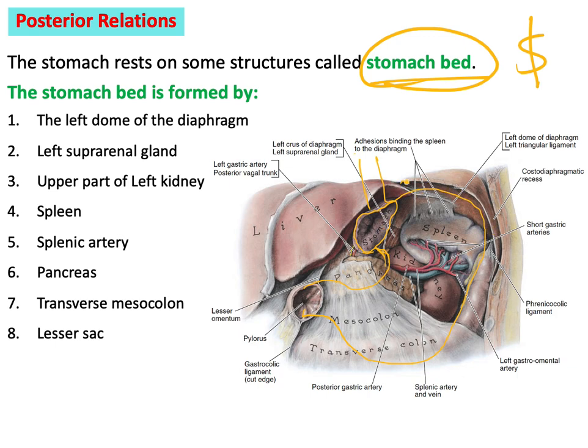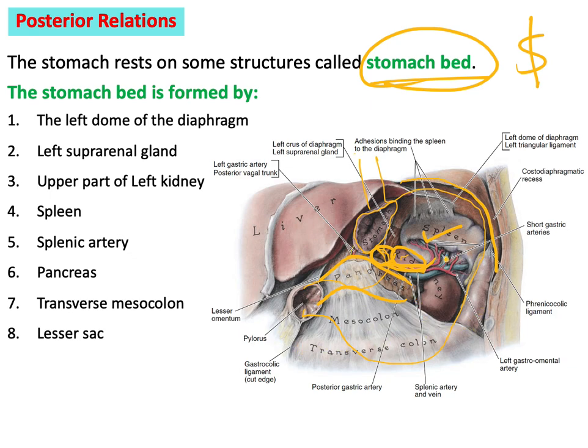So for example, in this case, the structures related posterior to the stomach are, let us start from here. This is the left dome of the diaphragm. This is number one. And you have the upper part of, look at the left kidney. So behind the stomach, you have mainly the upper part of the left kidney and the left suprarenal gland. What else? You have the spleen, and you have the splenic artery. And now we reach the pancreas. This is the pancreas. And also it's related to the transverse colon. This is the shadow of the transverse colon partially, right?